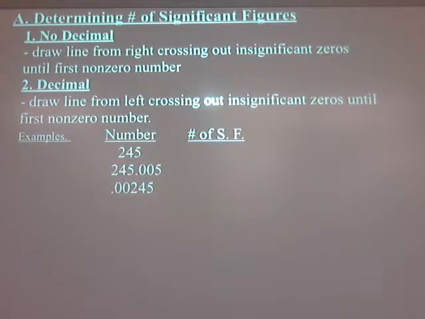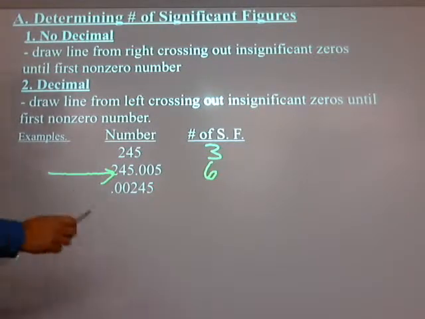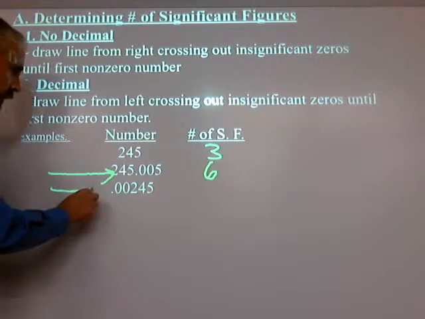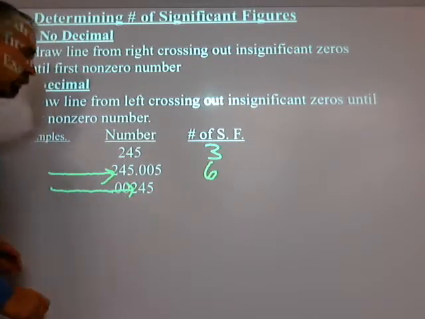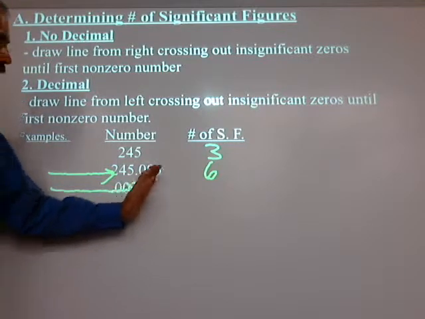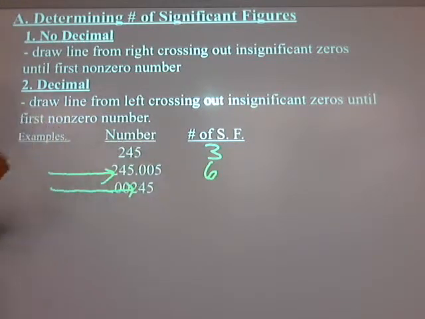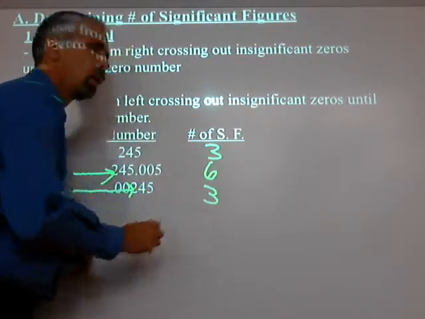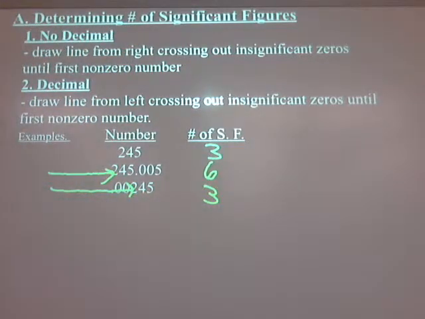For example, let's look at this one. Same rule is going to apply. Is there a decimal in this number? Yeah. So I will draw a line. I want you to watch now. I'm going to draw my line and cross out all my zeros until I hit the first non-zero number. And then everything after that is significant. How many significant figures are there in this problem? Only 3. Very simple rule to apply.